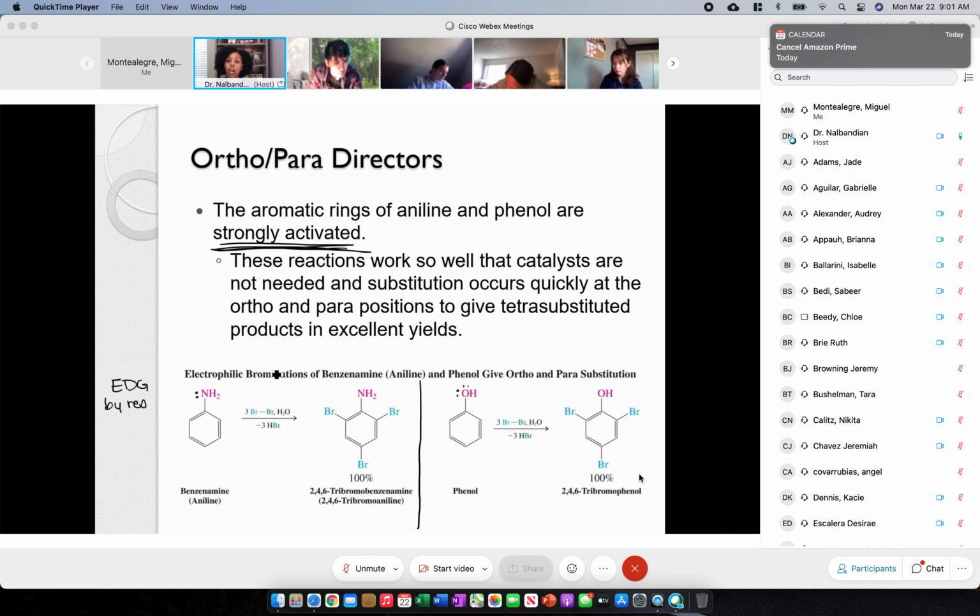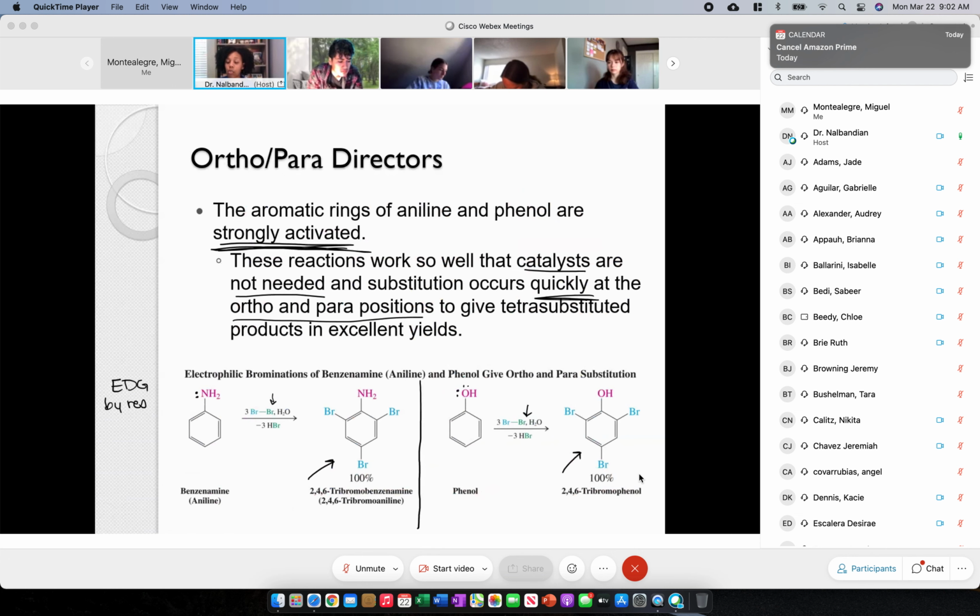It actually works so well that we don't need a catalyst. So notice here, there's no FeBr3 or AlBr3, no catalyst needed, and it occurs quickly at all open ortho and para positions. Notice what these products are. We didn't get monosubstitution, right? We don't add just one bromine. We added bromine to all open ortho and para positions.